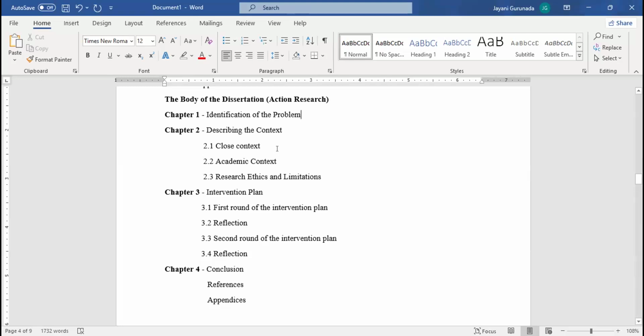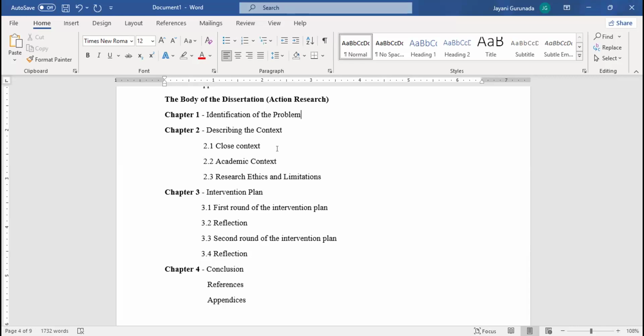Then, what do you mean by close context? 2.1, chapter 2. What is close context? We discussed it. Anybody who can remember, tell me. Context? You don't remember. Close context means how did you identify the problem: through observation, by giving a questionnaire, by giving interviews.